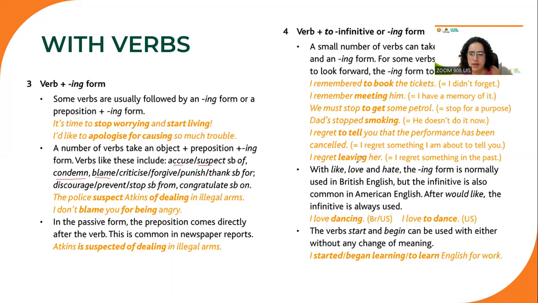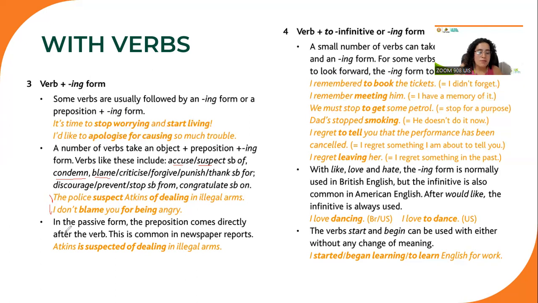Who hasn't read? Maybe Andres? Or, sorry, Carlos? Carlos, can you read both examples here? Yes, teacher. The police suspect acts of dealing in illegal arms. And the second example, I don't blame you for being angry. Yes, so the police suspect who? Suspect Atkins of dealing in illegal arms. Or blame who? Blame you for being angry. Okay?